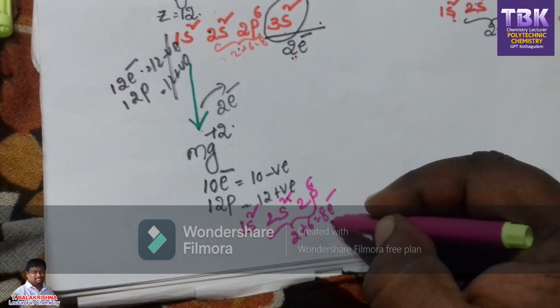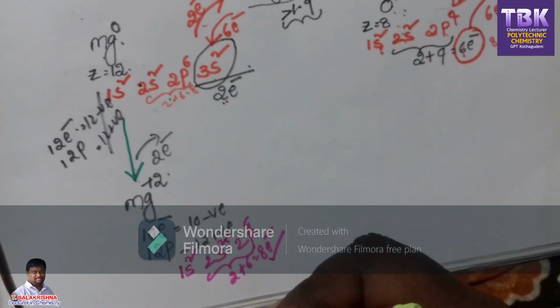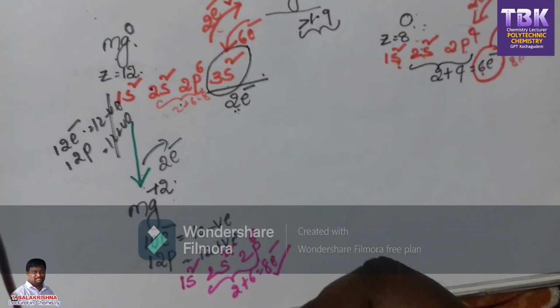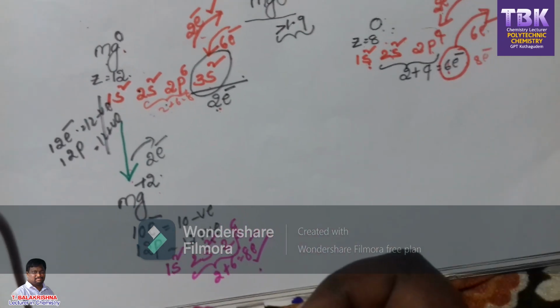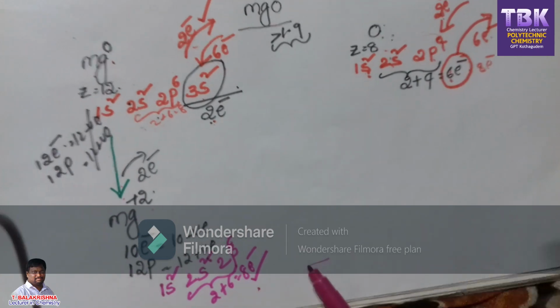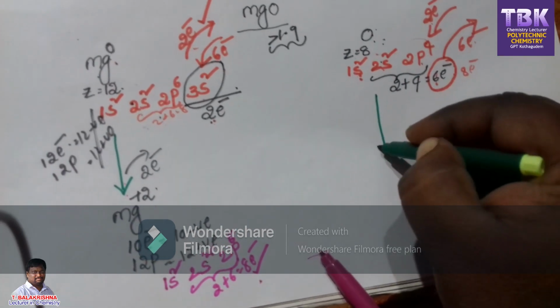So it gets stability by losing electrons. So here magnesium is interested to participate in chemical bond by gaining 8 electrons in the outermost orbit. Is it clear? Right. Come to the same oxygen, why is it participating in chemical bond?